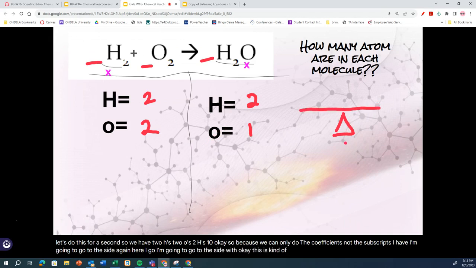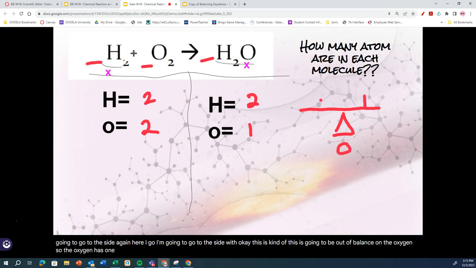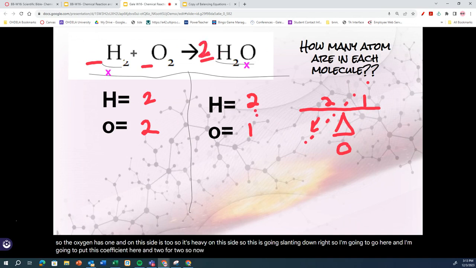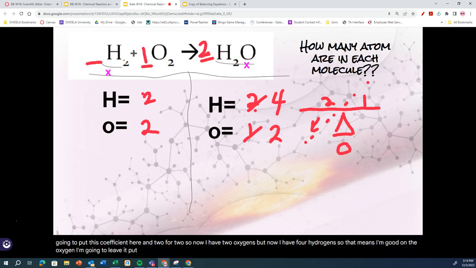Okay, this is going to be out of balance on the oxygen. The oxygen has 1 on this side, and on this side is 2. So it's heavy on this side, so this is slanting down, right? So I'm going to put a coefficient of 2 here for the water. So now I have 2 oxygens, but now I have 4 hydrogens. So that means I'm good on the oxygen. I'm going to put it at 1, but I'm going to change this to 2 because 2 times 2 is 4. Now I've got the equation balanced.